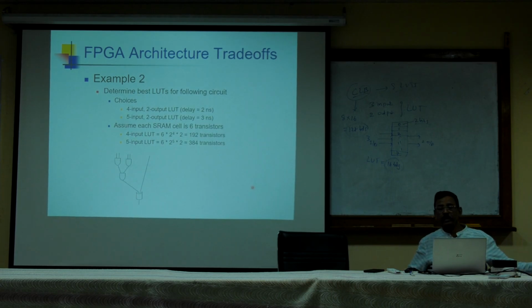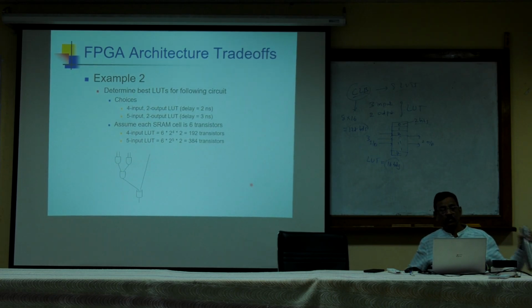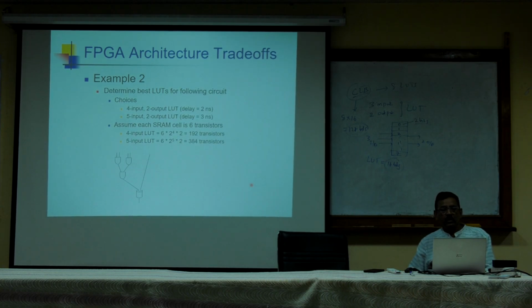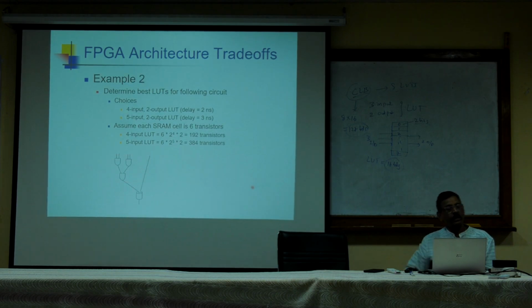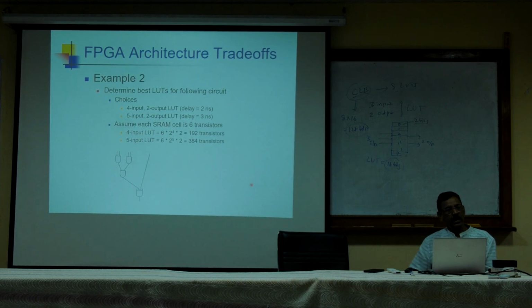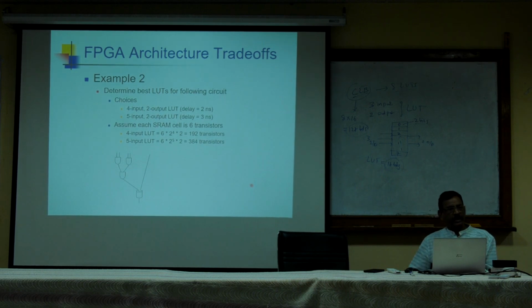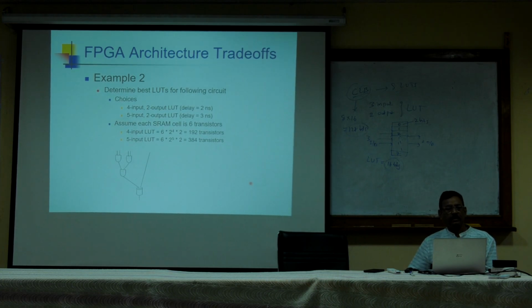First is 4 input. How many LUTs are required for 4 input? 2. Two means 2 into 192 transistors, which is 384 transistors required. Delay is 2 plus 2, 4 nanoseconds. 4 nanoseconds delay.